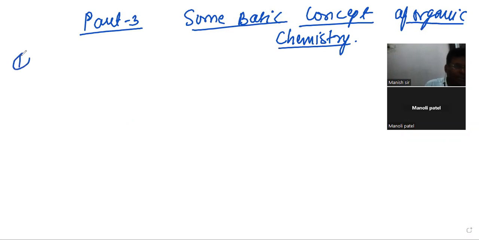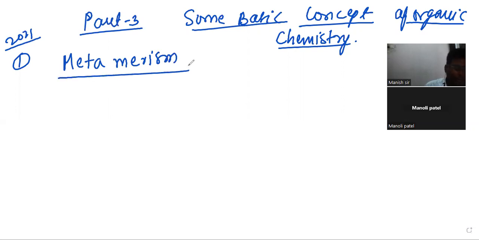So first, see the first question. It was asked in 2021. Which compound shows metamerism? Metamerism is nothing but the same molecular formula but different structure. It is a type of position isomerism.